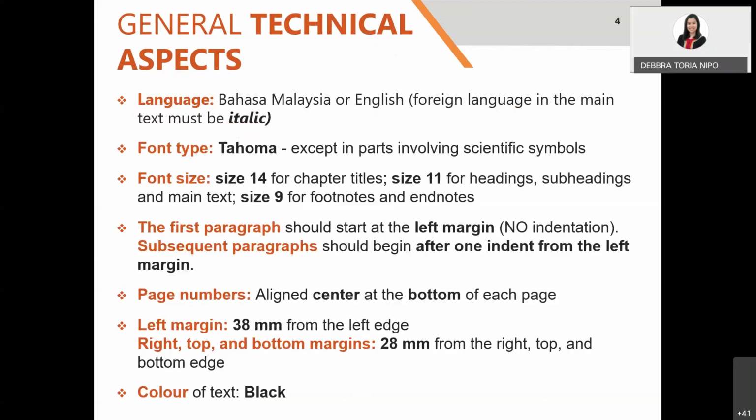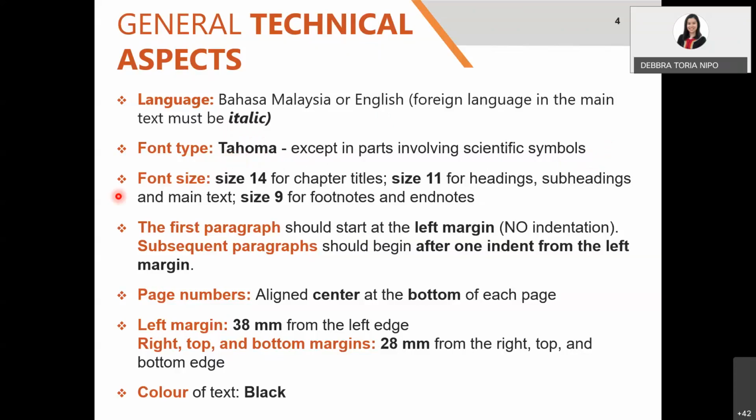Font type: Tahoma all the way through. No Times New Roman, no Arial, no other font. It has to be Tahoma, except in parts involving scientific symbols. Symbols are commonly found when you do your regression models and so on. So these are okay. But the rest, your main text should be typed in font type Tahoma.